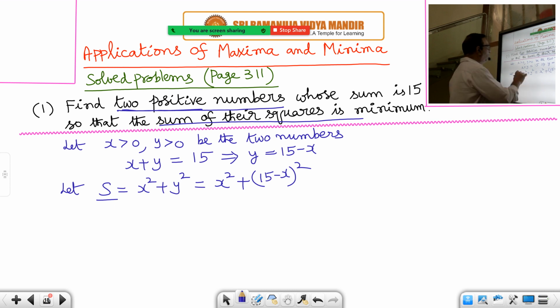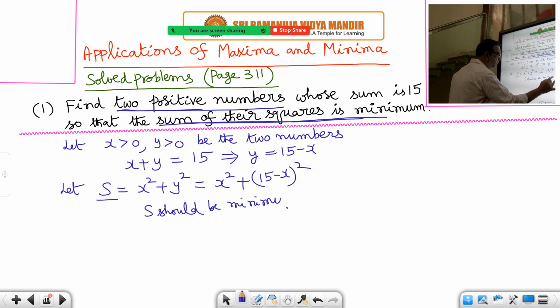Now this should be minimum. Sum of their squares is minimum. That means s should be minimum. So what we have to do? Find the derivative of s with respect to x. So you can expand it and do it, or directly you can do it.